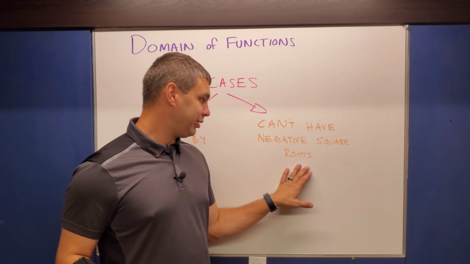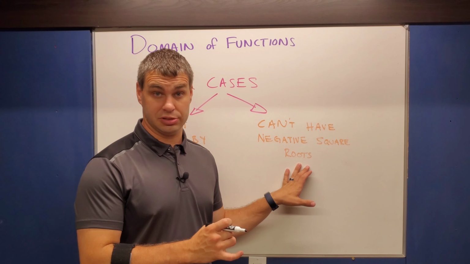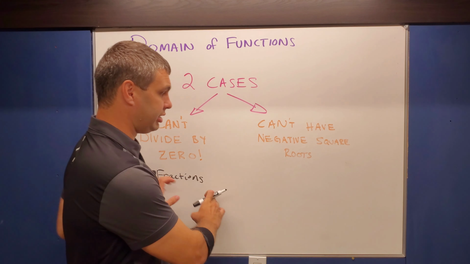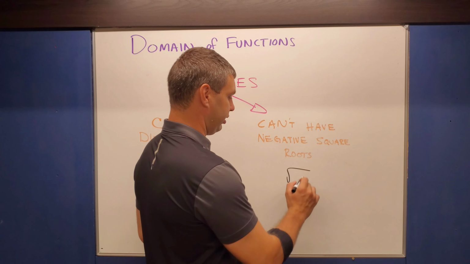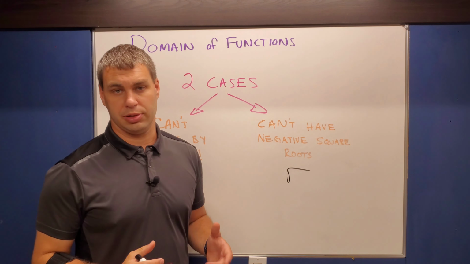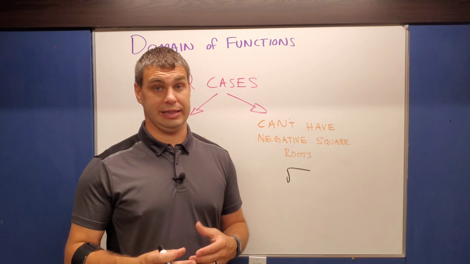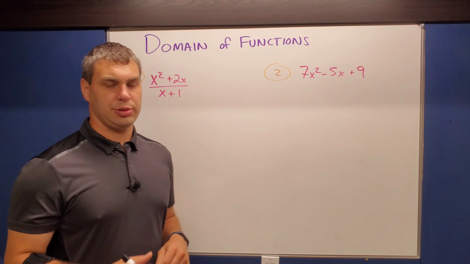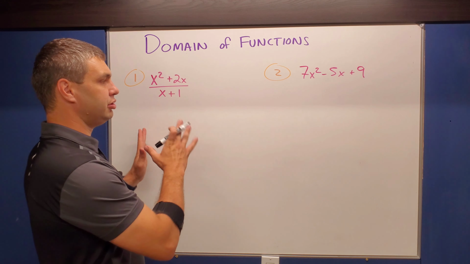The other case, though, is that we cannot have negative square roots. So if we're looking for fractions in the first case, in this one we're looking for anytime we see a square root. We're going to do something with that and show you why that isn't good either. Let's try some. We have a couple examples here. Remember, we're looking for either fractions or square roots.